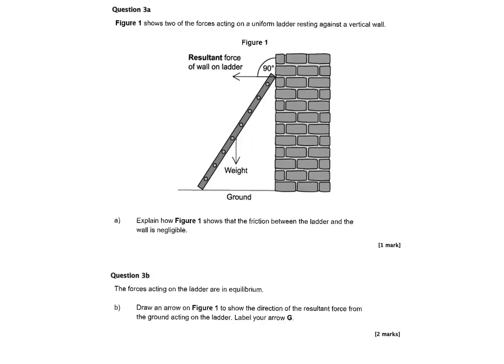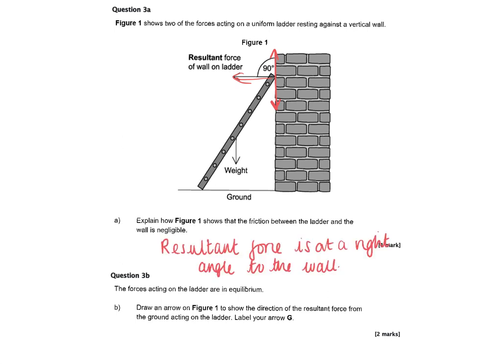Question 3A. So we've got a figure that shows two forces acting on a ladder against a vertical wall. We've got a resultant force pushing against the wall, and we've got the weight. Explain how it shows that there is no friction or that the friction is negligible. So if we had the friction, it would go along the vertical component, but we don't have anything there. So the fact that we have a resultant force that is coming horizontal or is at a right angle to the wall and no mention of a vertical force shows that there is no friction.